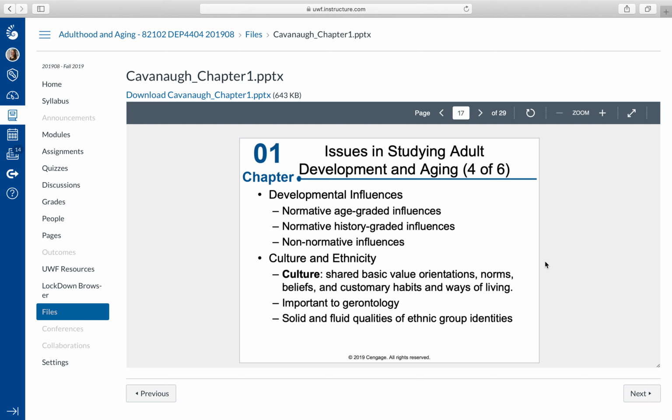Okay, we know that most women experience puberty around the same age. And we can also predict later in life, most women are going to experience menopause around the same age. That would be a normative age graded influence. A normative history graded influence are events that most people in a specific culture experience at the same time. So my generation, I was maybe in 3rd or 4th grade when the Twin Towers fell for 9/11. So that is going to be a history graded influence that was unique to that cohort of people.